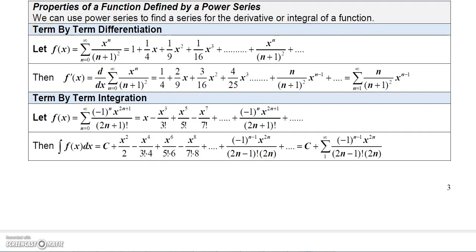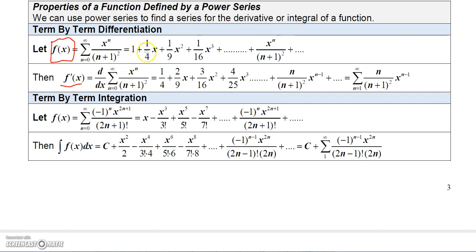We can actually use a power series to find a series for the derivative or integral of a particular function. So suppose we know that some function can be represented by the following power series, where the nth term is x to the n over (n plus 1) quantity squared. Okay, so if we know that the function is represented by these terms, then we could just differentiate this term by term to get the derivative of that function.